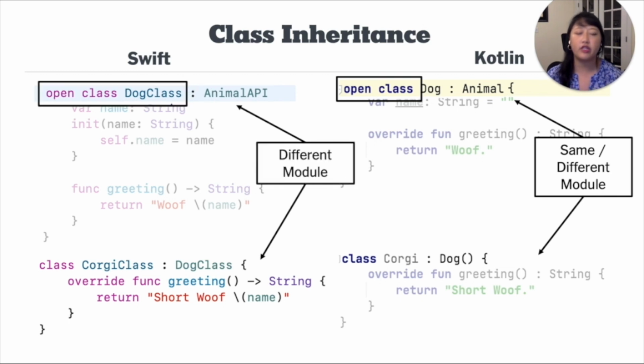Now, when we're talking different modules, so in Swift, when we're trying to inherit from a dog class, say it's our library module and we're an app module, then we must mark a class as open. And this does follow the same paradigm as Kotlin, so that a class must be open to inherit from it.